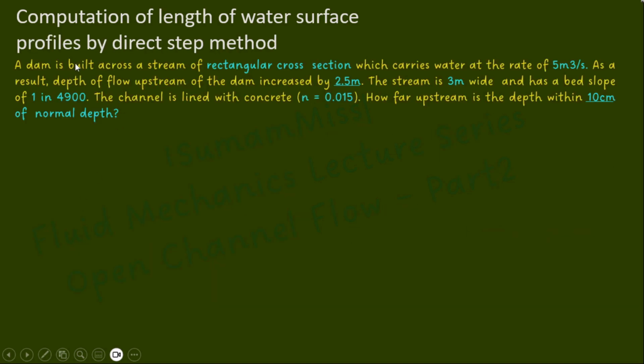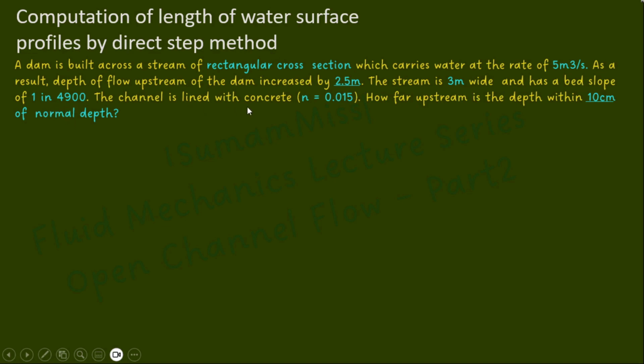In this problem, the length of the water surface profile is determined by the direct step method. A dam is built across a stream of rectangular cross section which carries water at the rate of 5 meter cube per second. Due to the construction of the dam, the depth of flow upstream of the dam is increased by 2.5 meter. The width of the channel is given as 3 meter and the bed slope is given as 1 in 4900.